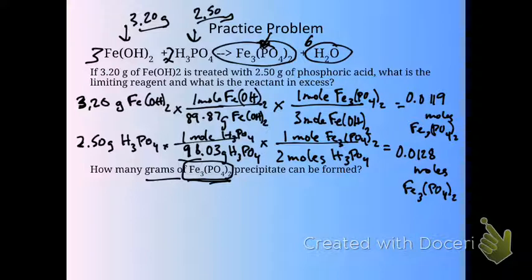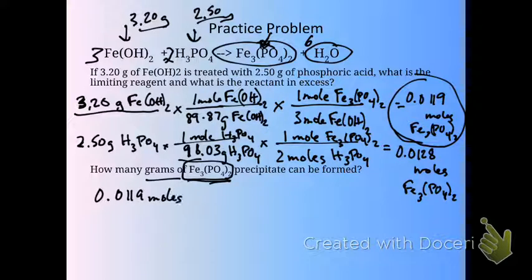And so now, if you find the smaller amount, this is your limiting reactant, the iron 2 hydroxide. Why? Because it produces fewer moles of the product. Okay? So now we want to know the grams, so we take 0.0119 moles of Fe3(PO4)2, and we're just going to convert that to grams.